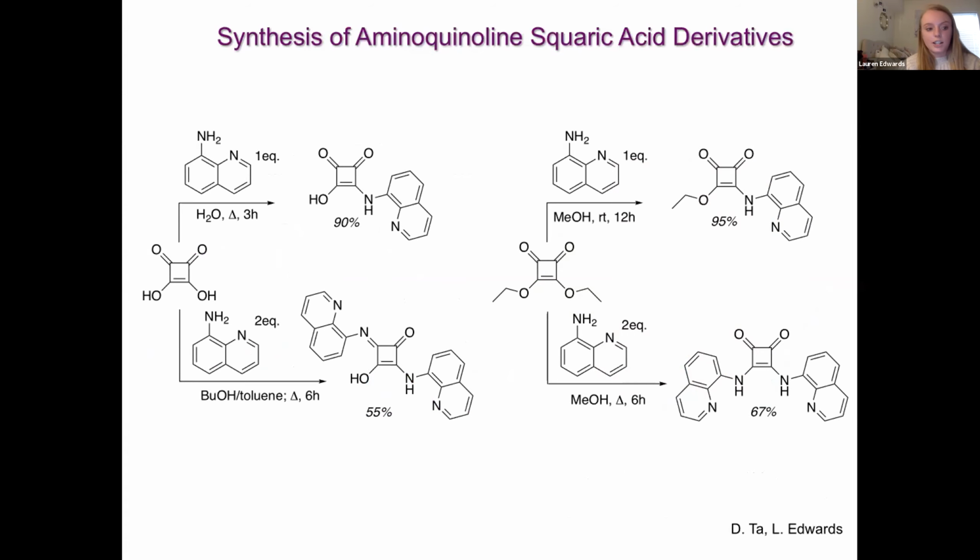So here are the reaction conditions we used to generate these 4 compounds of interest. Part of our goal was to have a simple synthesis from readily available starting materials to produce compounds in moderate to good yields, which we achieved.